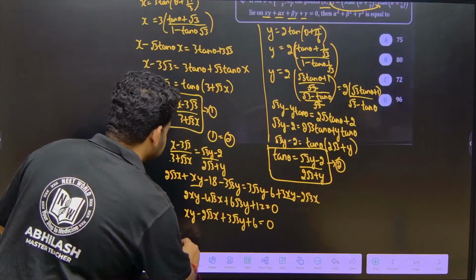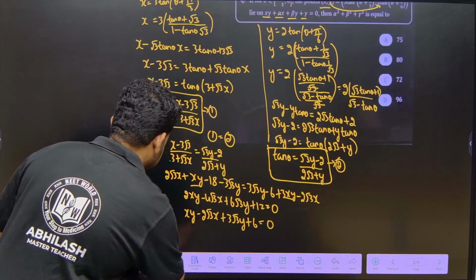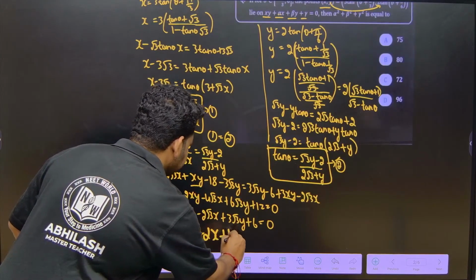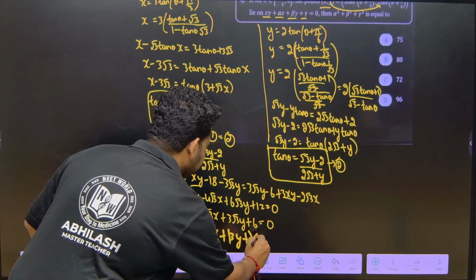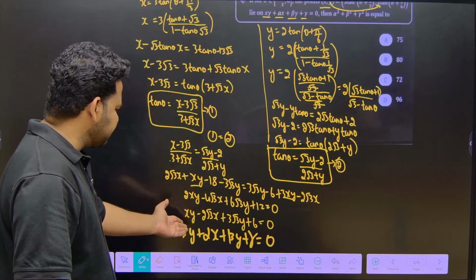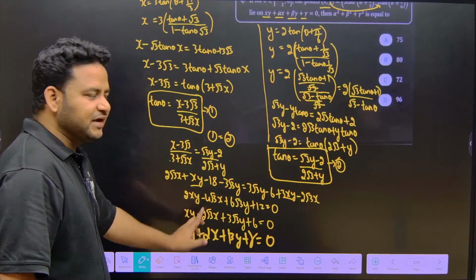What is the equation that they have given, friends? Xy plus alpha x plus beta y plus gamma is equal to 0. On comparing this, what will I get? Xy is not required for us. Alpha value is minus 2 root 3.